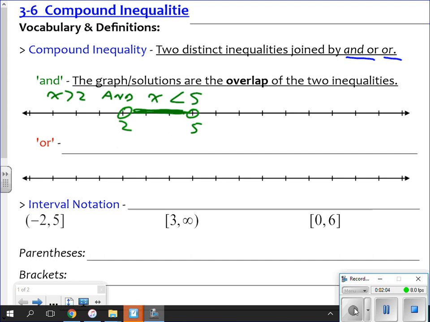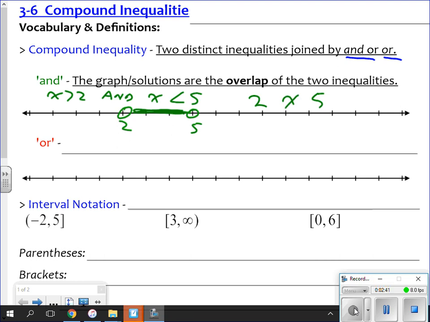Now I said there's two ways to write an and inequality. This is one of them, where you have two separate ones separated by an and. The way you're going to see it more often is those two put together. And it's actually very easy to get from the graph. What are the two numbers I'm dealing with here? 2 and 5. Where is my x? On the graph, it's between them. My x is between 2 and 5.